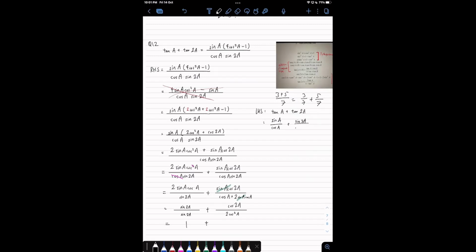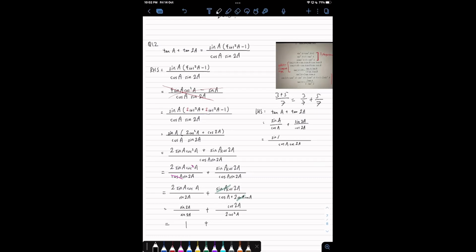Is that okay so far? Very good. Then when you have fraction plus fraction, you want to add fractions together, what do you have to make the same? Denominator. So of course, adding the fractions together, the common denominator will be cosine a cosine 2a, without substituting the sine 2a, without substituting the cosine 2a. Let's just try that, to make our life easy. Let's see where it takes us. See if it works. I don't know.